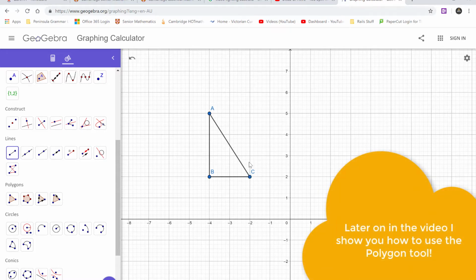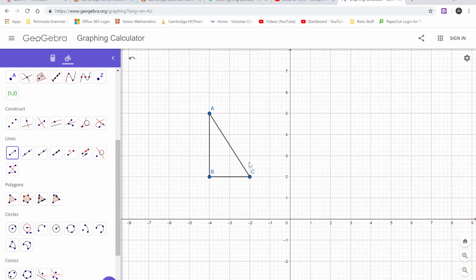Now what I'm going to do is, as I say, a reflection first. And I want to reflect in a particular line. And in this situation, I'm going to reflect in the line, the y-axis. So what I'm going to do is, again, just create a line running straight the way down. So I've got my original shape and I've got my mirror line.